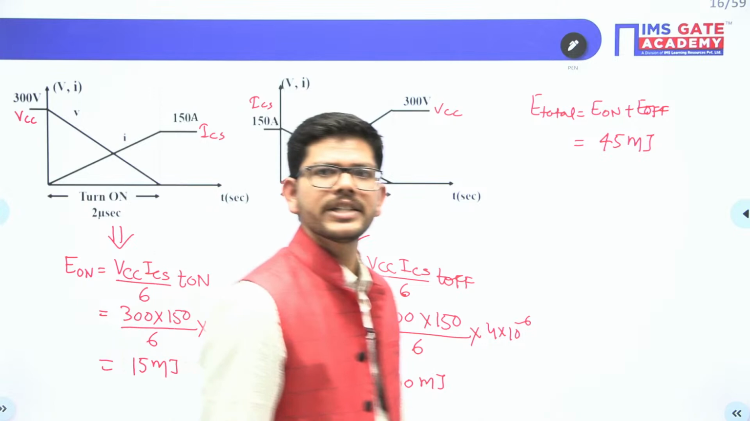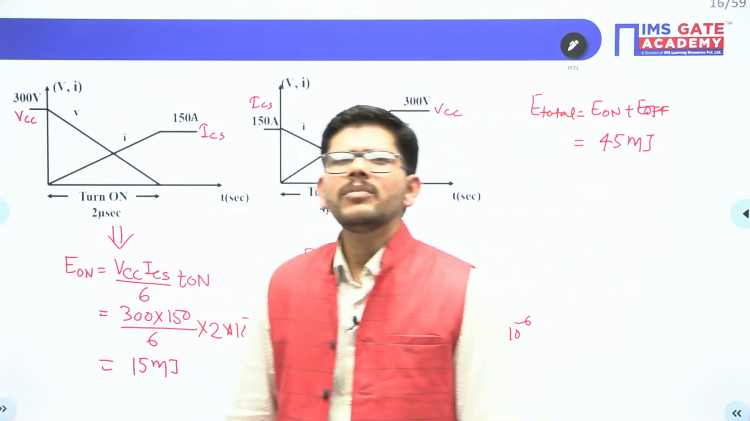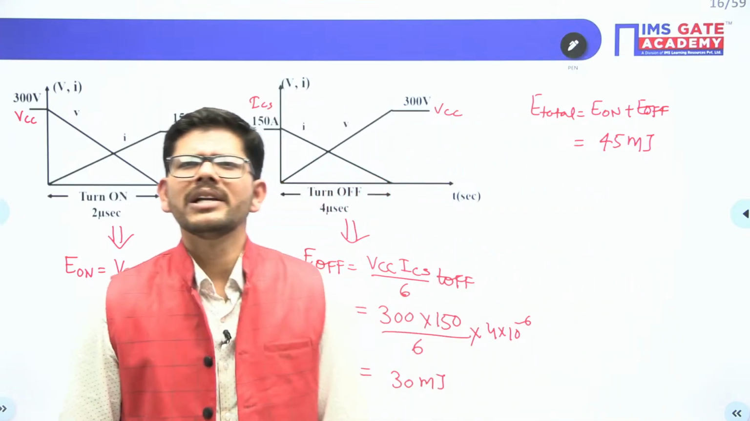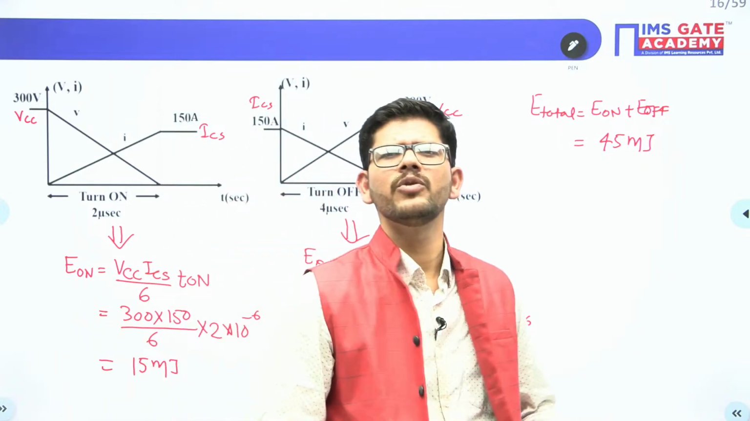How to find conduction loss in PWM model? I didn't get your question, Rupesh.